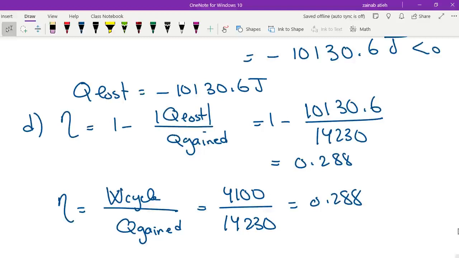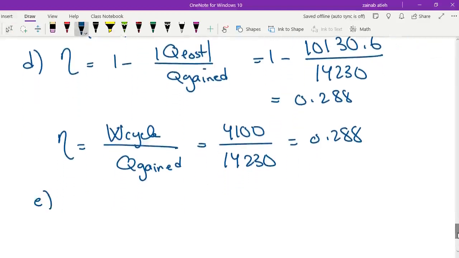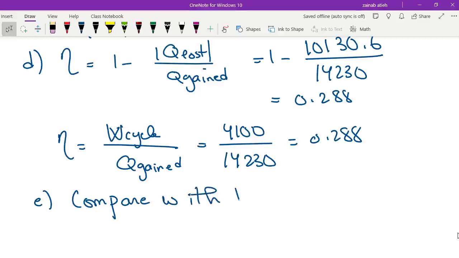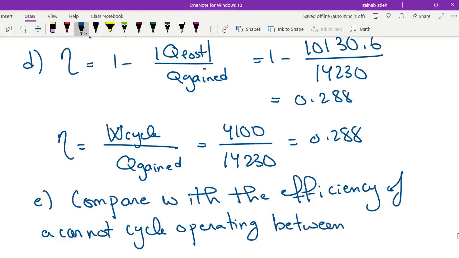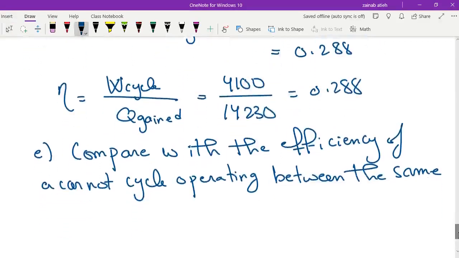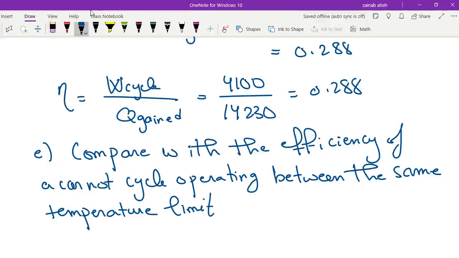Now I will add a part on my own. This part E says compare the efficiency of this cycle with the efficiency of a Carnot cycle operating between the same temperature limits. So let's calculate this efficiency with the efficiency of a Carnot cycle working between the maximum and the minimum temperatures found in this cycle.